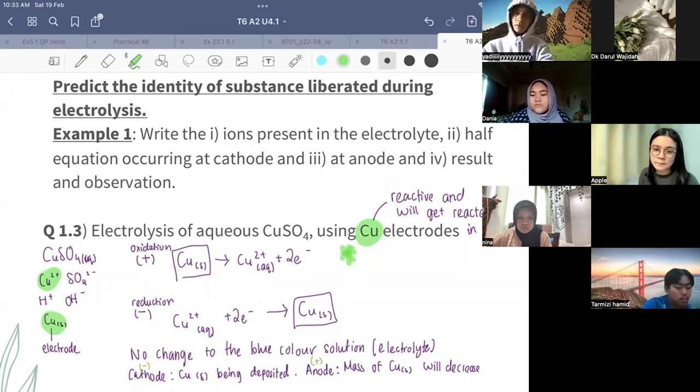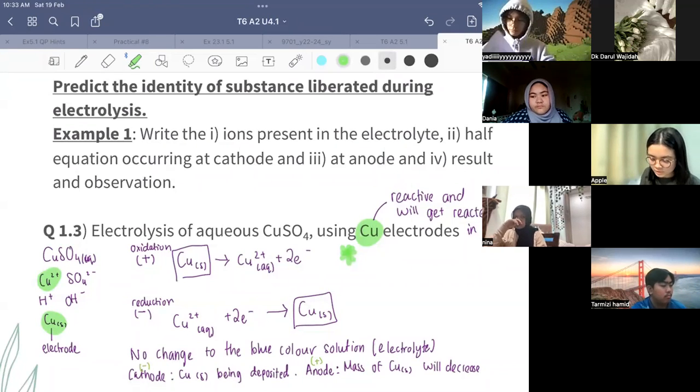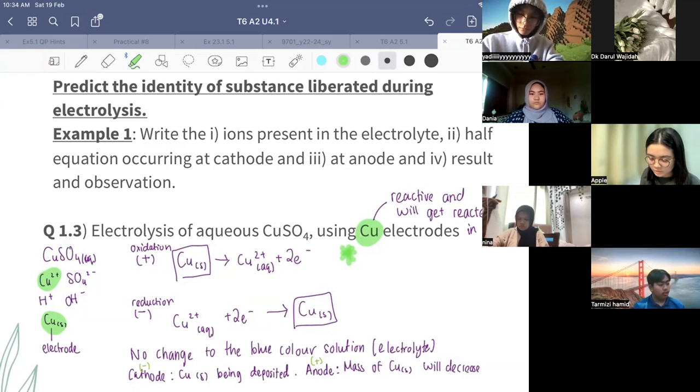I believe this is also not something new. I'm sure you have already seen this before, where at one electrode you see the copper being oxidized and at the other electrode you see the Cu2+ being reduced.